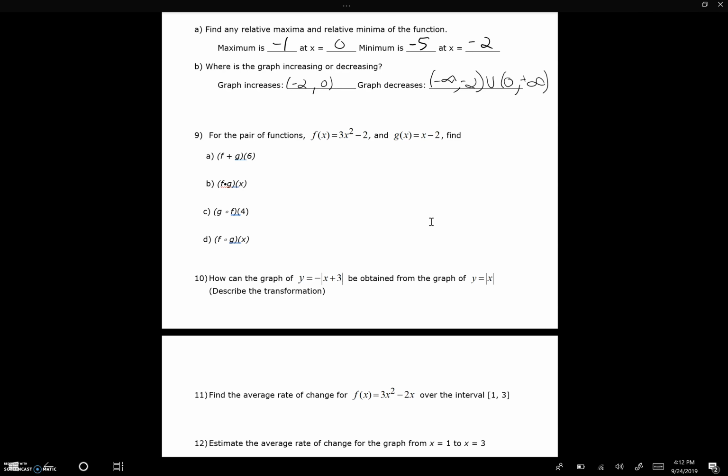For the pair of functions f of x equals 3x squared minus 2 and g of x equals x minus 2, find the following. So if we add them together, f plus g of 6, okay, so we're adding them together and then we're going to make it 6. So 3x squared minus 2, there's my f, plus x minus 2, there's my g. If we simplify it, we'll get 3x squared plus x minus 4. Now we need to make the x 6.